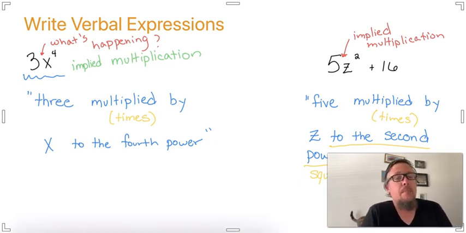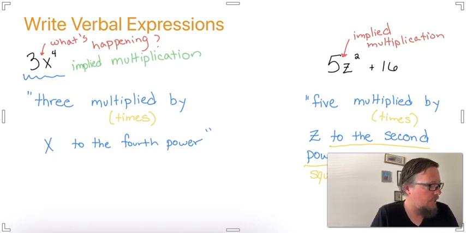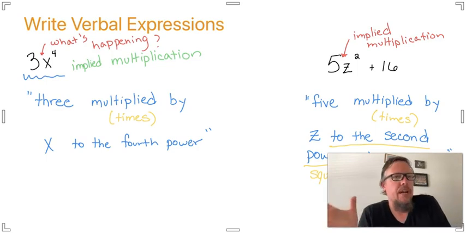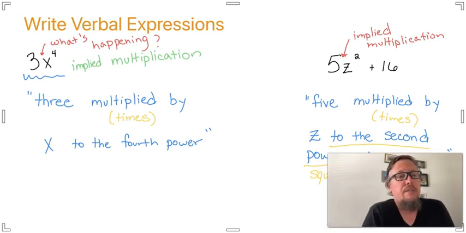And then after that, we have an operation that is not multiplication because it's got a plus sign. So to the 2nd power plus 16. So the way that we would say this expression out loud is either 5 multiplied by z to the 2nd power plus 16, or you could say 5 multiplied by z squared plus 16, or instead of using multiplied by, you could say times, like 5 times z squared plus 16. And those are all correct ways of saying that mathematical expression.